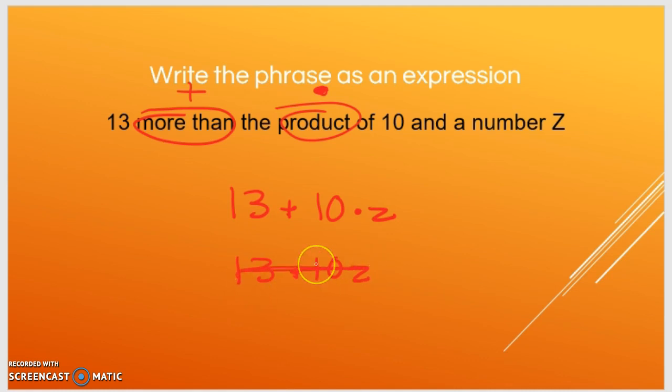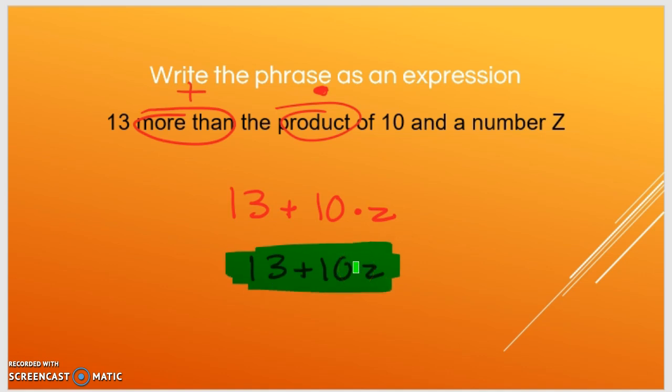This is how you, oops, did not mean to do that. Let me rewrite real fast. This is 13 plus 10z. And then this is how you actually see it more often. So this is probably what the best answer would be. You also could have flipped this and said 10z plus 13.